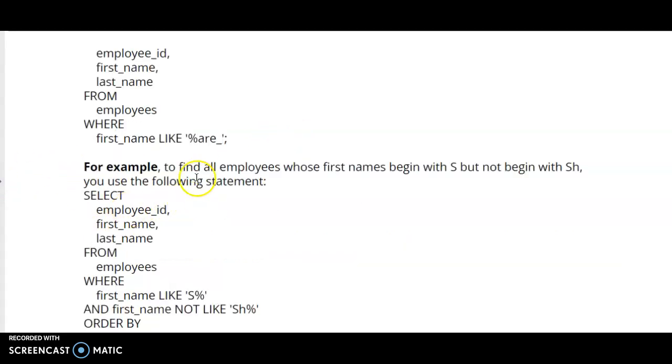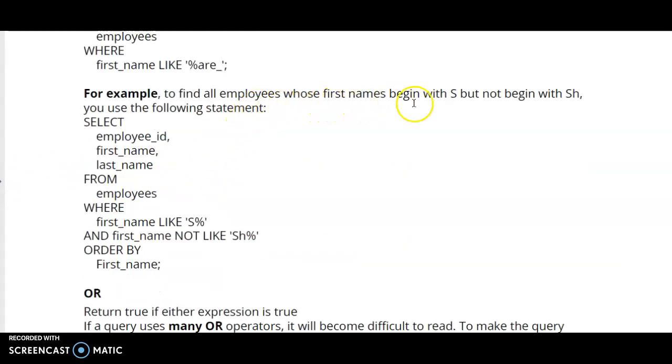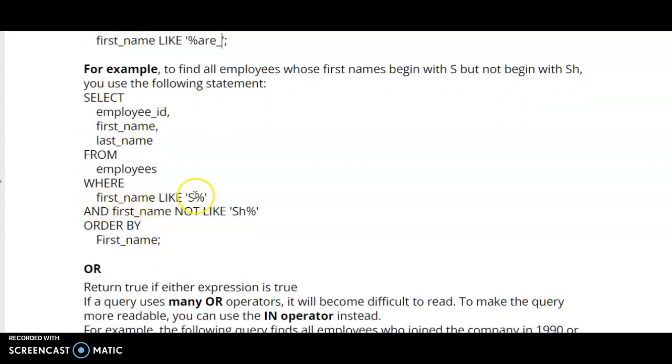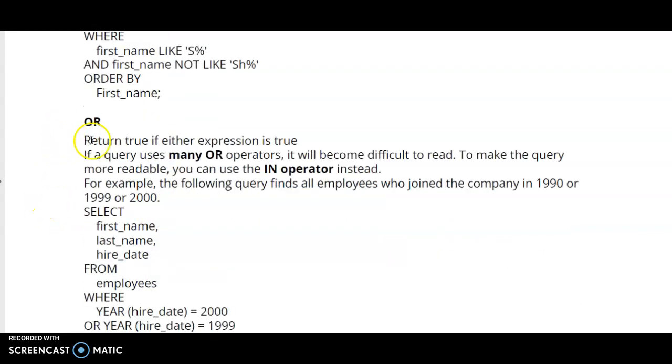For the next example, to find the employees whose first name begins with S but does not begin with SH, here is the condition. Select employee ID, first name, last name from employees where first name like S percent sign and first name not like SH percent, order by first name.